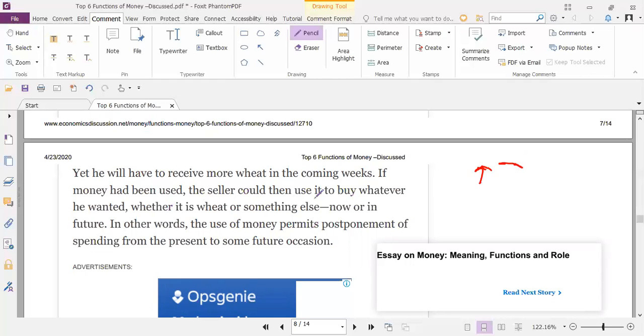The seller could then use it to buy whatever he wanted, whether it is wheat or something else, now or in future. Whether it is now or future time or things, all this relaxation is seen in the money system. In other words, the use of money permits postponement of spending from the present to future occasions.